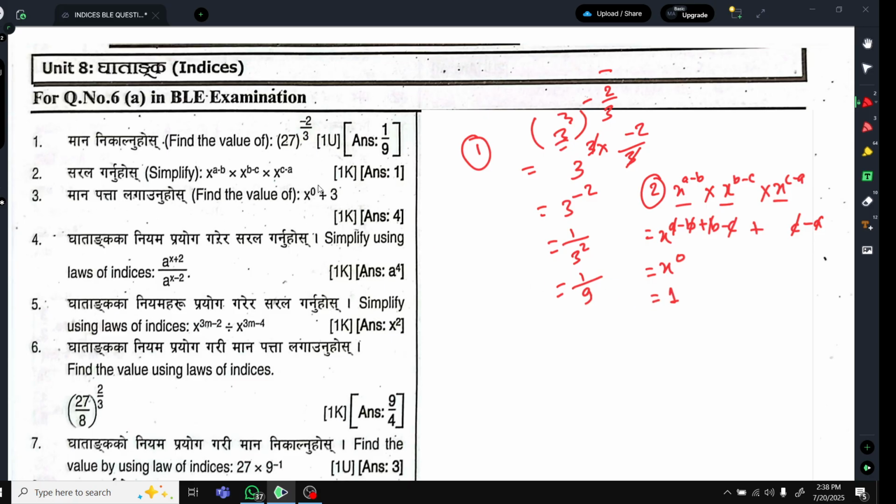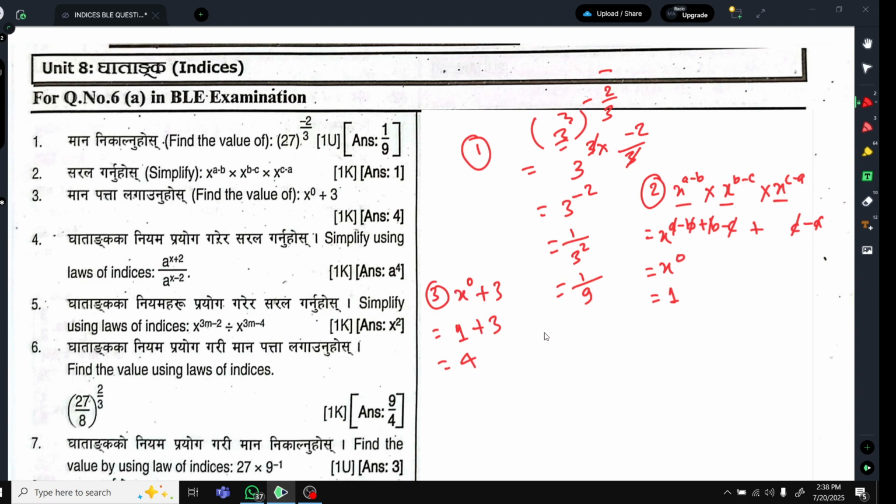Coming to question number 3 now. We have x to the power 0 plus 3. We know from the rule of indices, anything to the power 0 is equal to 1. So 1 plus 3, we will have 4 as an answer.